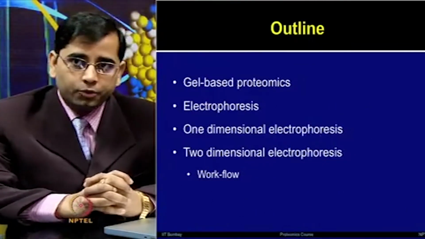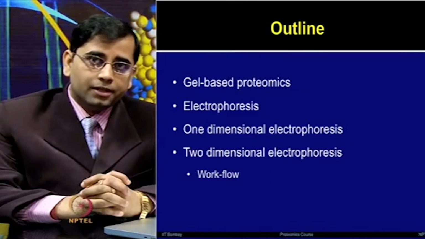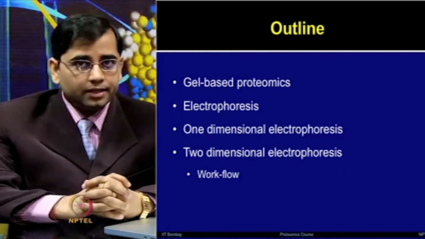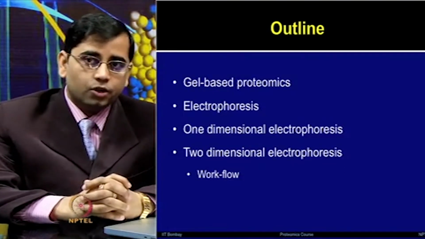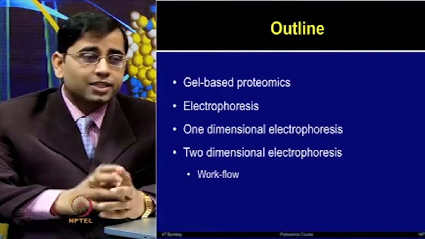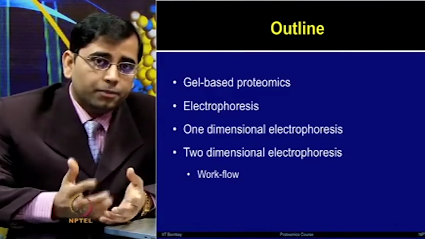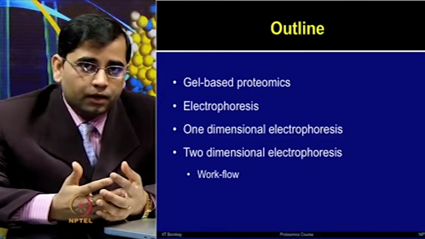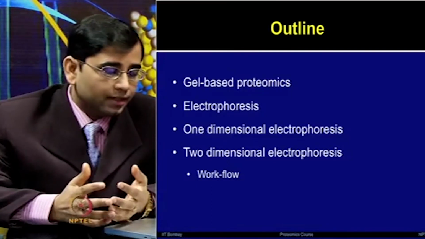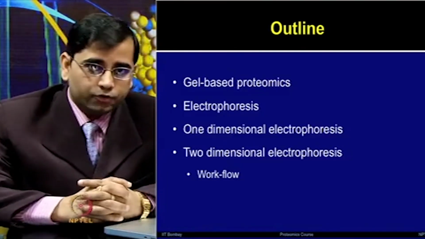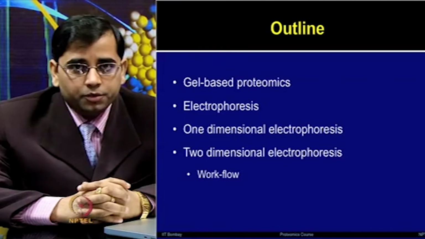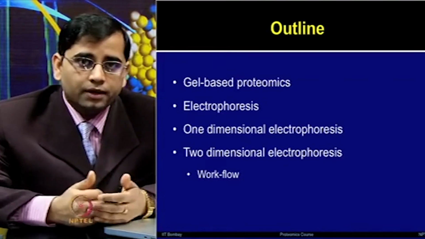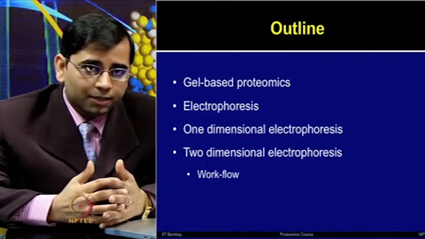I will describe gel-based proteomics, how electrophoresis is used, different types of electrophoresis such as one-dimensional electrophoresis or SDS-PAGE, which is used to separate simple protein mixtures. But when you have a very complex mixture and you want to separate proteins based on two properties, then you can use two-dimensional electrophoresis. I'll then describe the workflow of two-dimensional electrophoresis. There are different steps involved and we will walk you through all the steps.